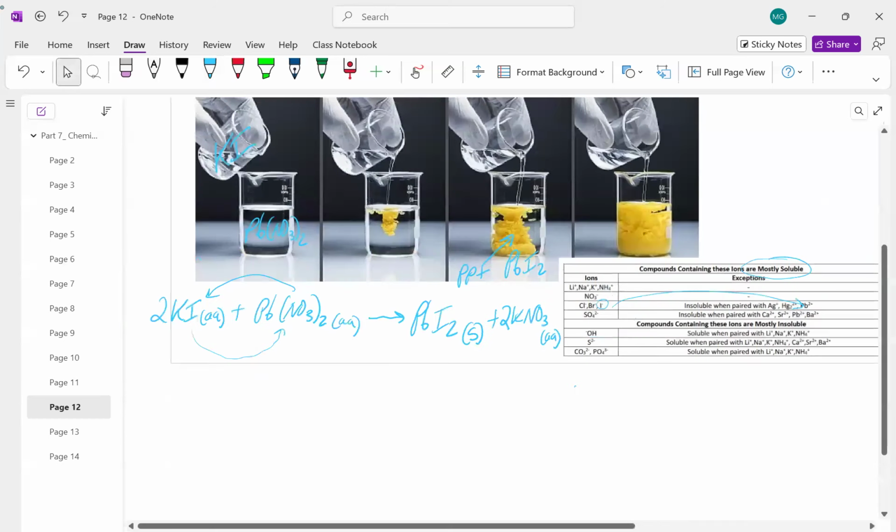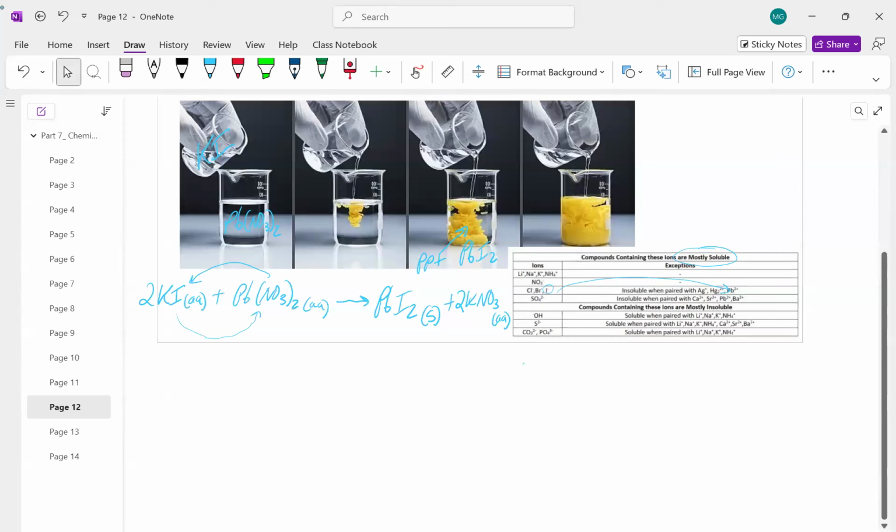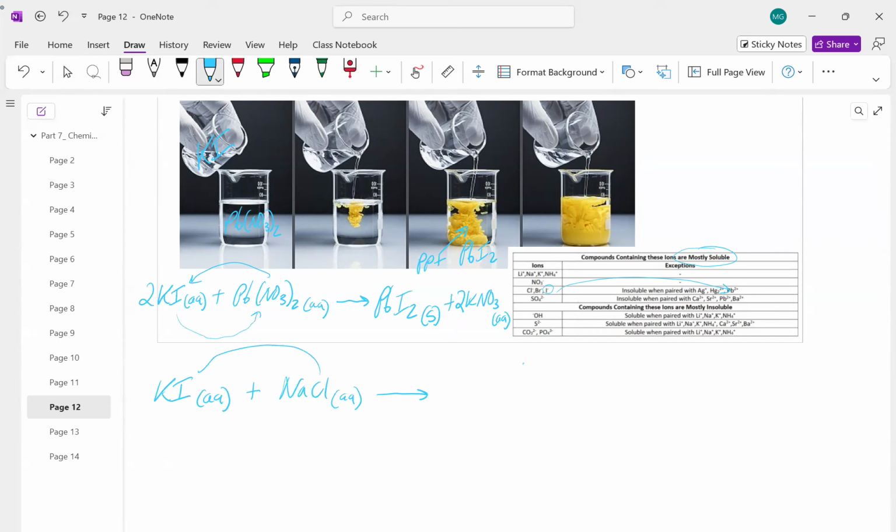So let's do a couple examples of this, and we're going to predict if the mixture of two solutions will result in a precipitate. So let's start with potassium iodide again, and we'll react it with sodium chloride. And first of all, let's just predict the products. So again, in these precipitation reactions, all we're going to do is switch the ions up. So chloride's going to go over here with potassium, iodide's going to go over here with sodium, and let's just draw those formulas, KCl and sodium iodide, NaI.